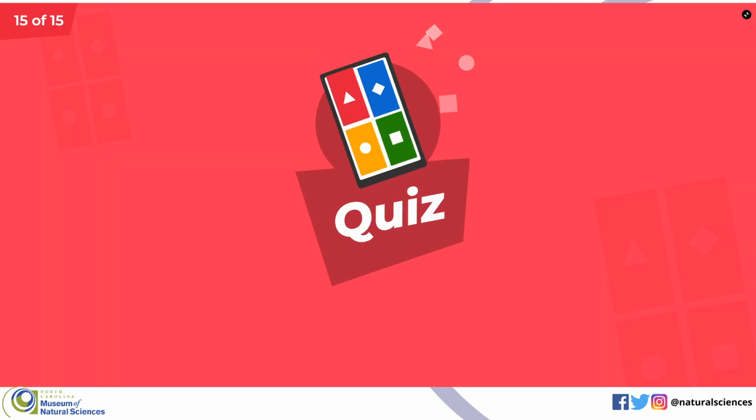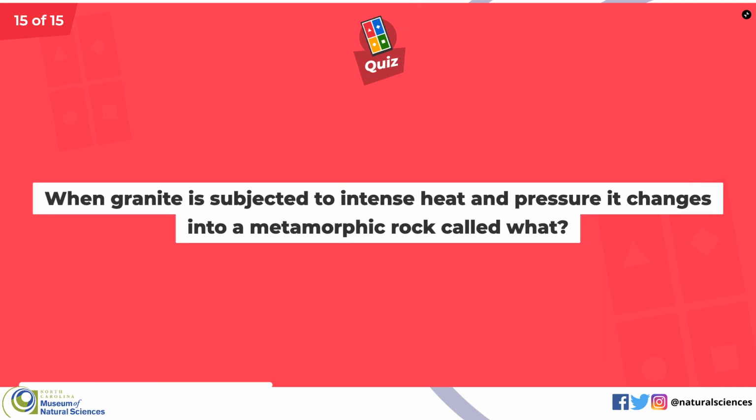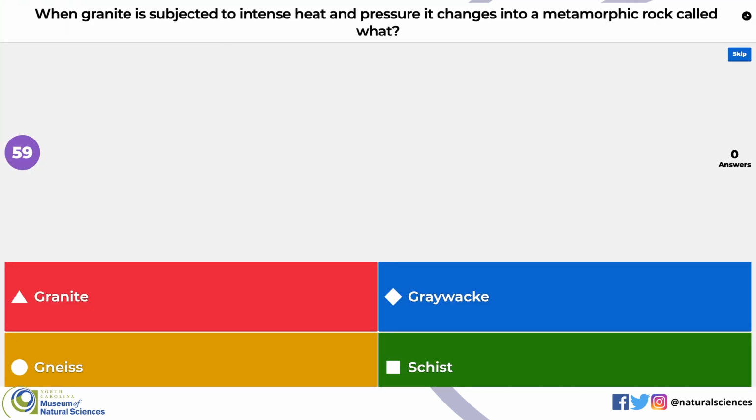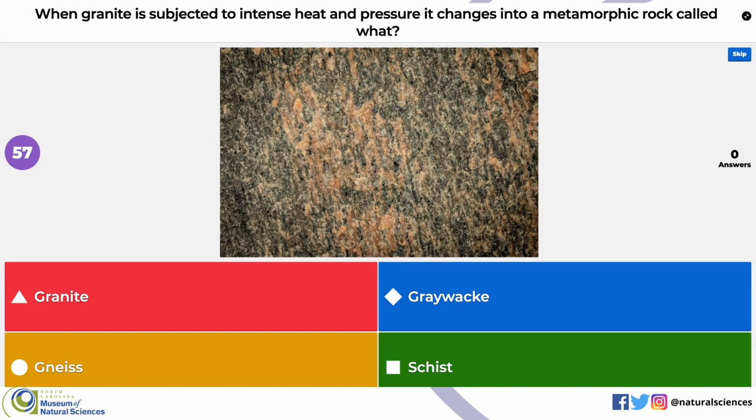Question 15. When granite is subjected to intense heat and pressure, it changes into a metamorphic rock called what? Is it still called granite? Is it called gray wacky? Is it called gneiss? Or is it called schist?